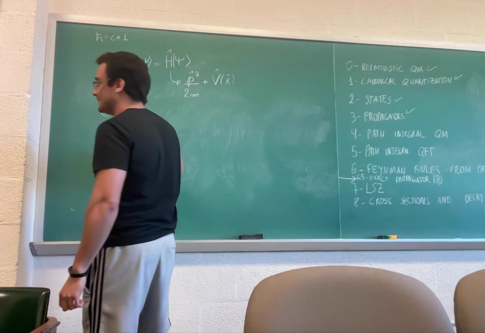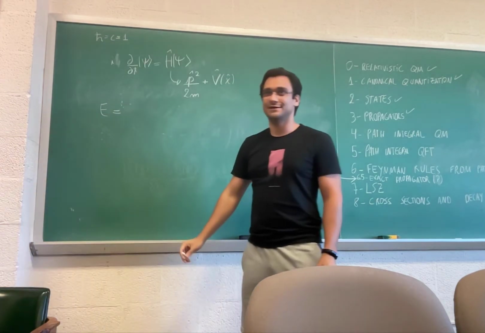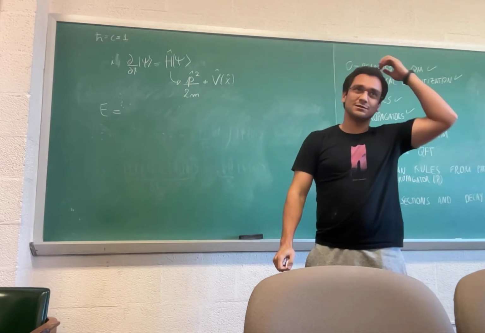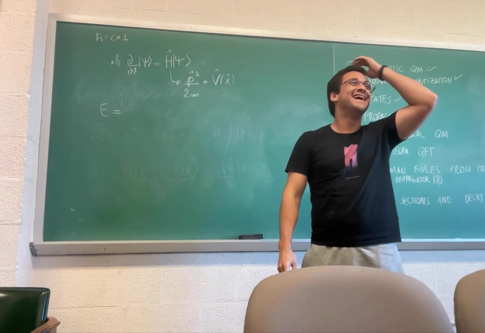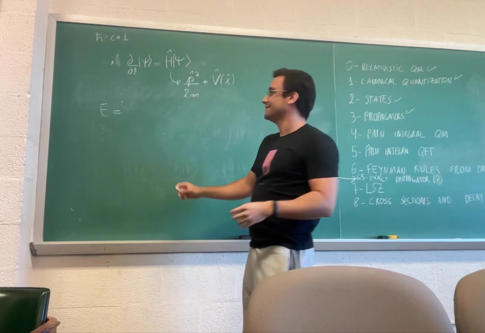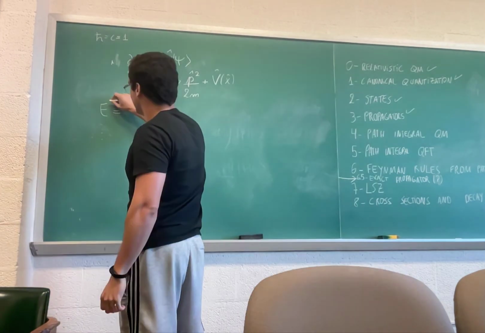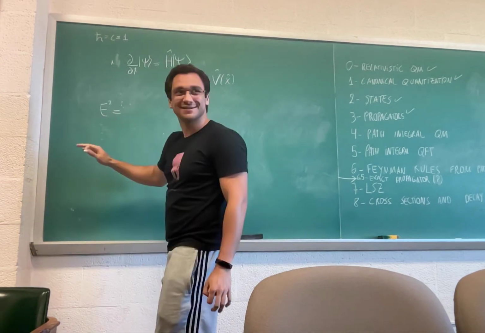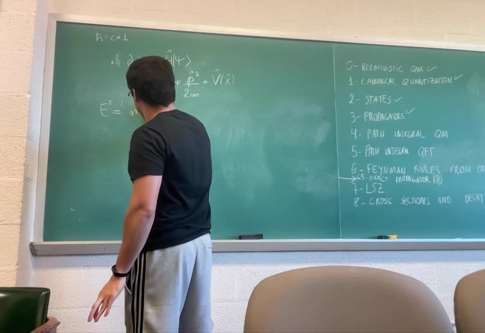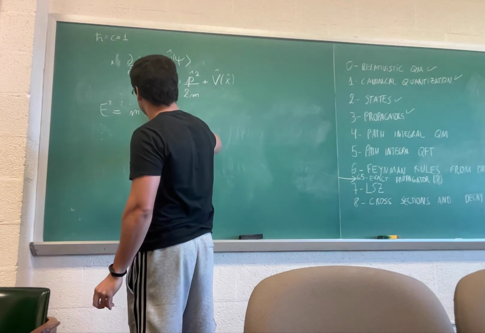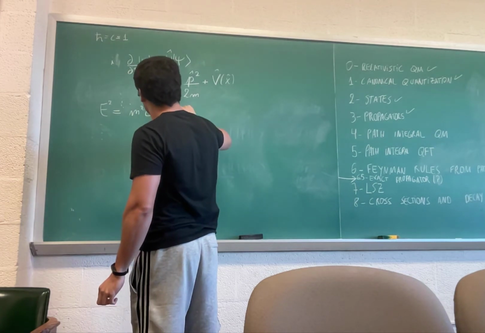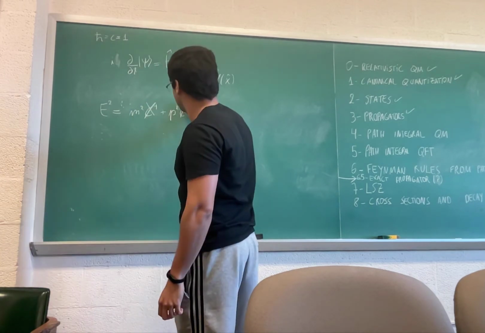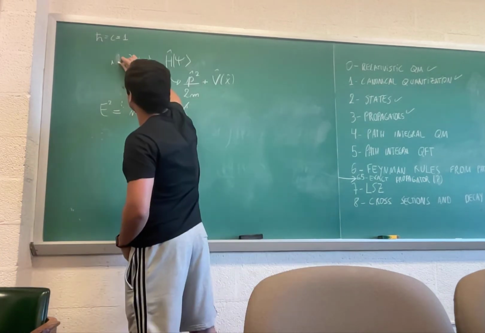So the first guess will be to try and write, instead of this, some type of operator that follows the relativistic energy. Do you guys remember the formula for relativistic energy? E squared equals what? m squared c to the fourth plus p squared c squared. But since c equals 1, we just get E squared equals m squared plus p squared. Great, thank you.